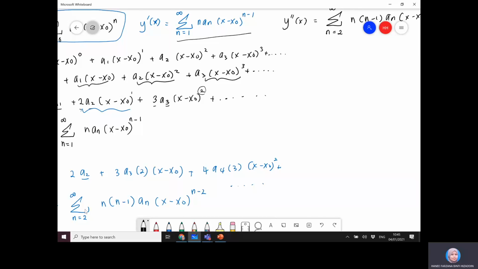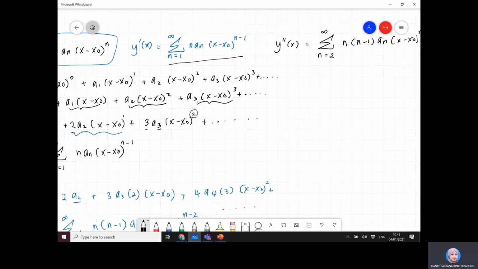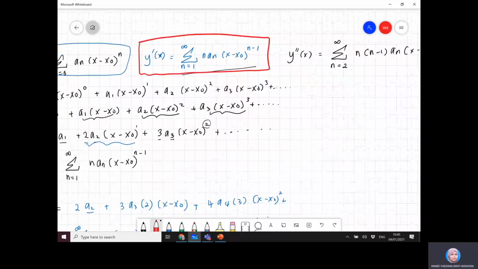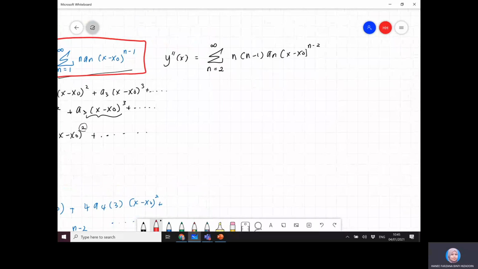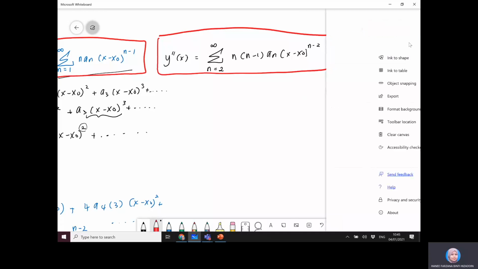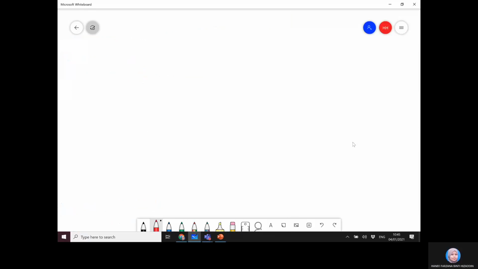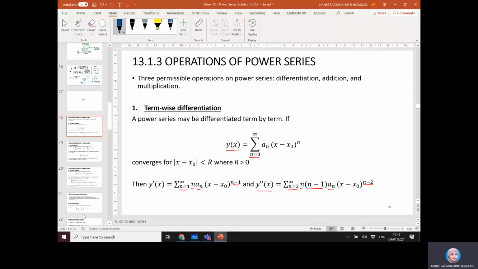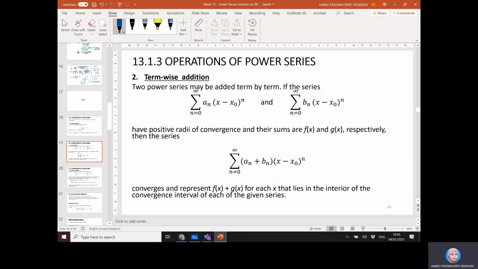So that's the first operation of power series. It can be differentiated term by term, and you need to be careful. We're going to use this a lot to solve for the ODE. So y is this, and then y prime is this, and then y double prime is this whole thing here. Okay, so let's go to the next operation of power series.